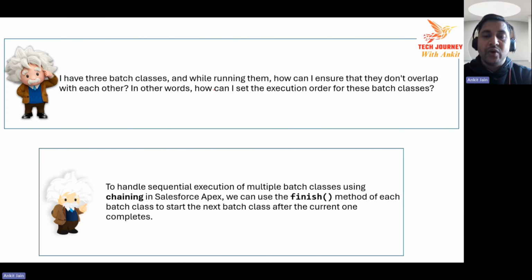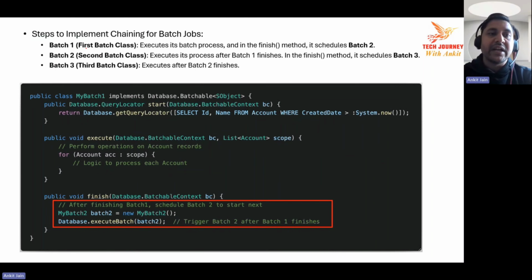Basically, to implement the chaining in the batch classes, what you have to do is this: in the batch class, we all know that we have three methods. One is the start, second is the execute, and third one is the finish. So here you have to come to the finish method, and in the finish method, you will be invoking the next batch. Imagine that there are three batches: first batch class, second batch class, and third batch class, where the second batch class should be invoked after the first batch class is completed. In this scenario, you will come to the finish method and in the finish method, you will invoke the second batch.